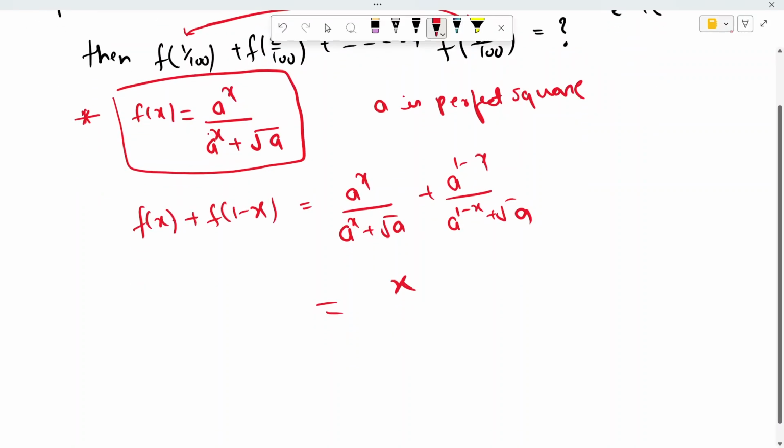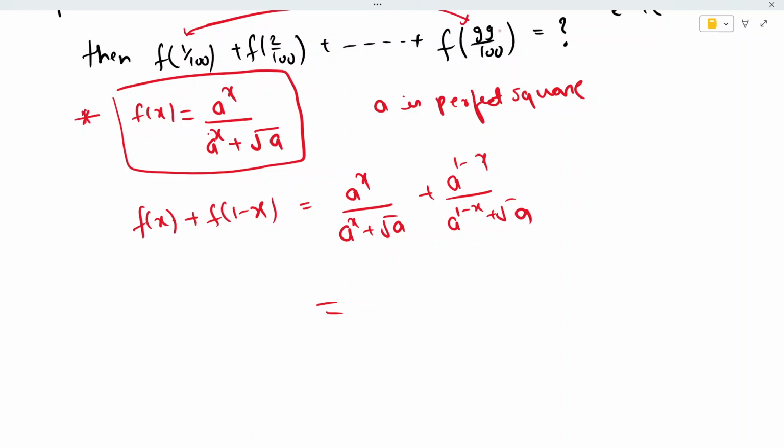Let me solve for you. If you have confusion, let me solve for you. So let's solve first. Here, what do you get? This is root a plus, and from here what you can write is a to the power 1 minus x over a plus root a times a to the power x.